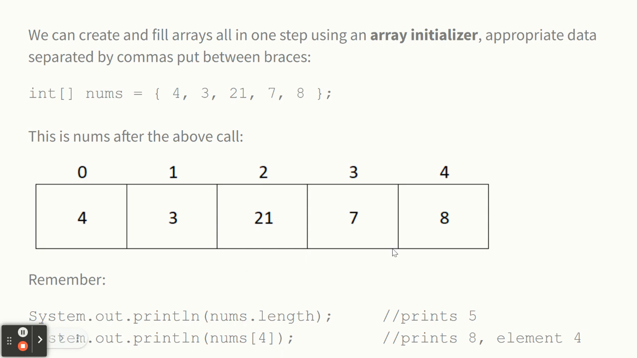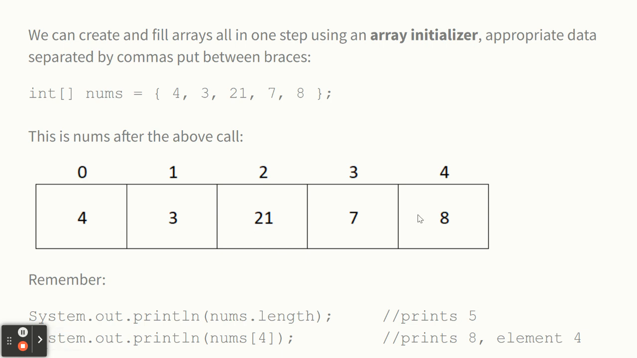And so this is another way to visualize what's going on in an array, like little boxes. If you've used Google Sheets or the program Excel, it's very similar, except the first column is 0. So if I made this call, int nums equals 4, 3, 21, 7, 8, then I would get this in memory. And if I did this call, system.out.println nums.length, I would get 5, because there are 5 elements.